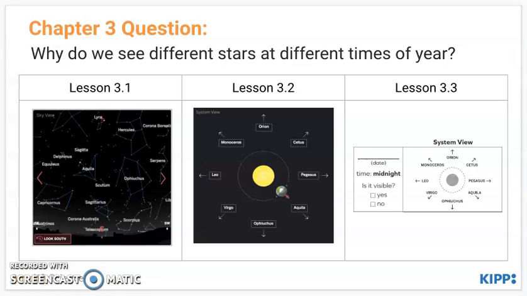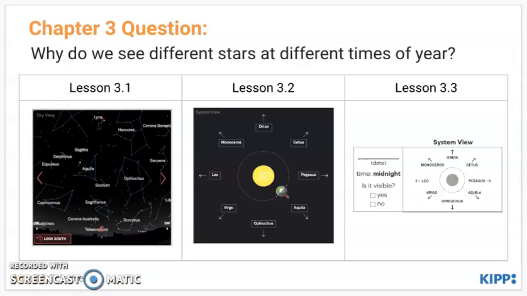In Lesson 3.2, students create constellation posters that coincide with the constellations in the system view of the sim and then hang them around the classroom. They then add to the Mount Nose model by orbiting around the classroom to see that different stars can be seen at different times of the year based on where Earth is located.